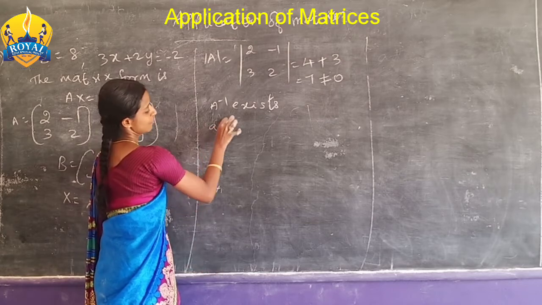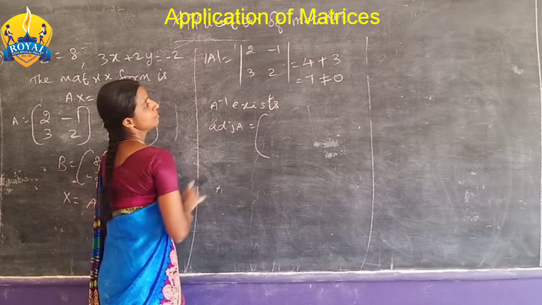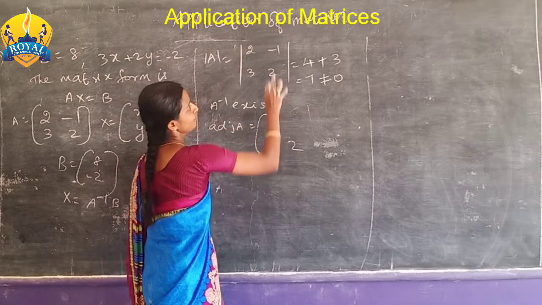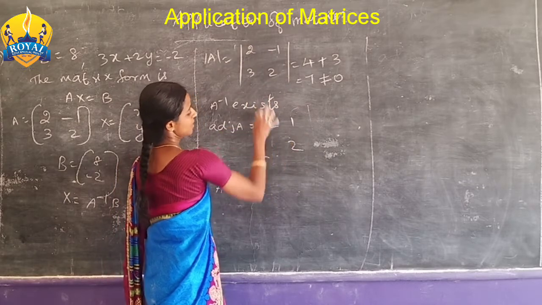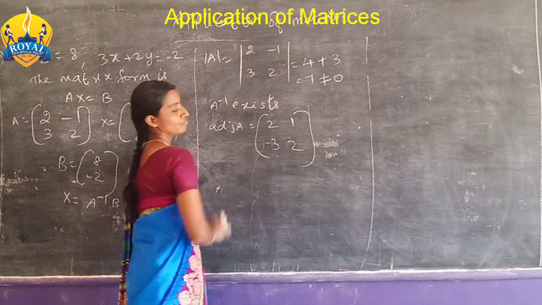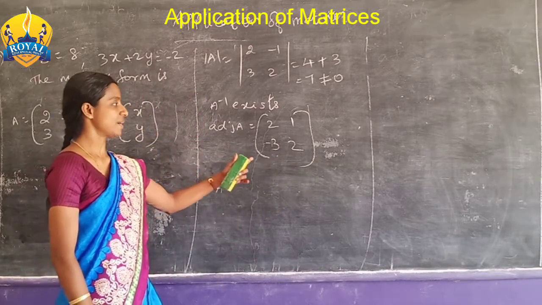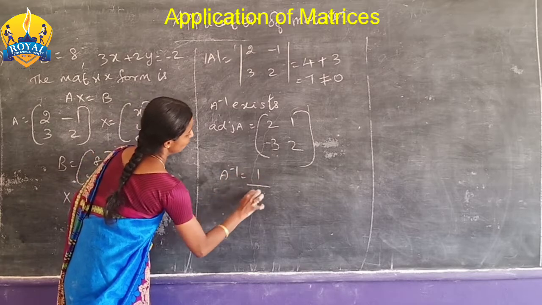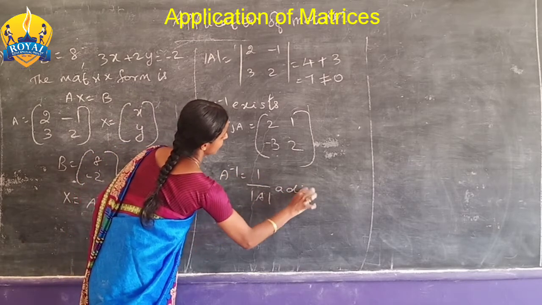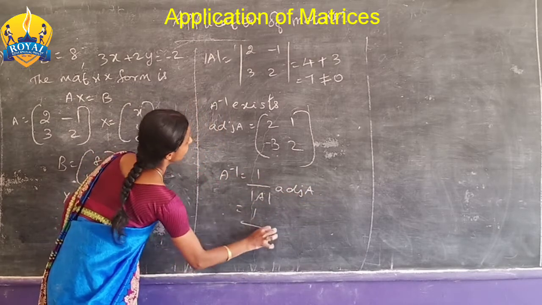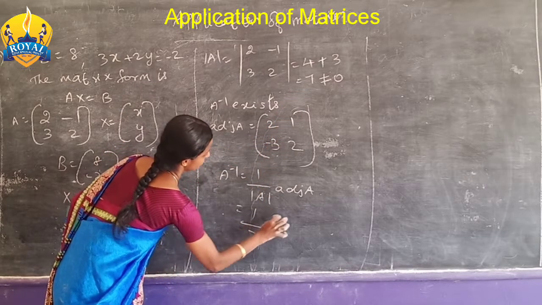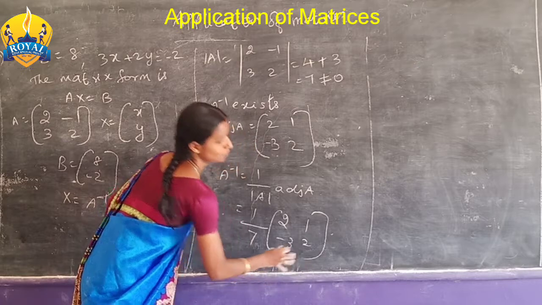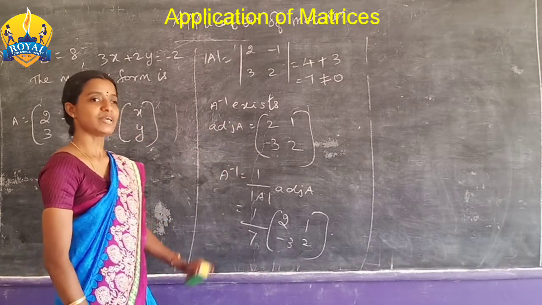Now here also I can find adjoint A directly. How to go about it? Only interchange these two. I have only 2's. Minus 1 becomes 1. 3 becomes minus 3. Transpose of the cofactor matrix is the adjoint. Now A inverse equals 1 by determinant of A into adjoint. 1 by my determinant of A, which is 7. My adjoint is 2, 1, minus 3, 2. I got my A inverse.